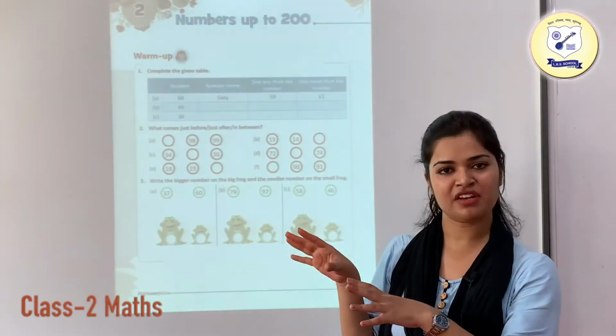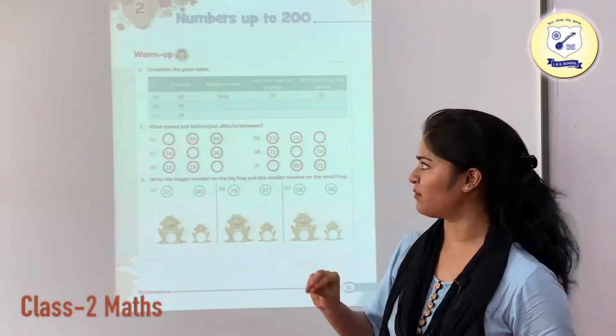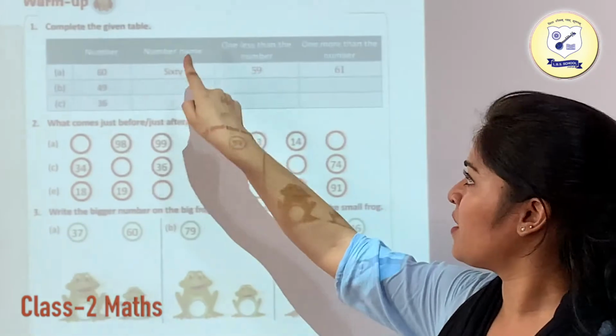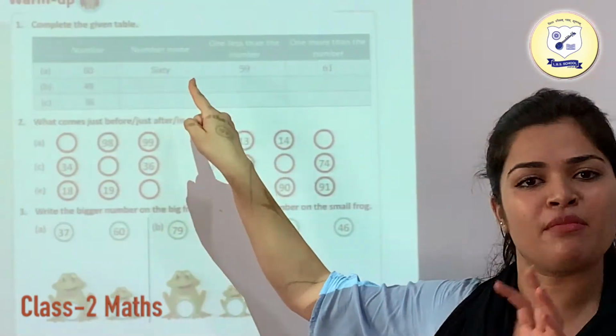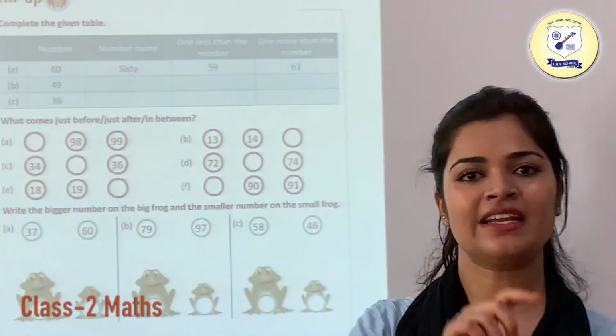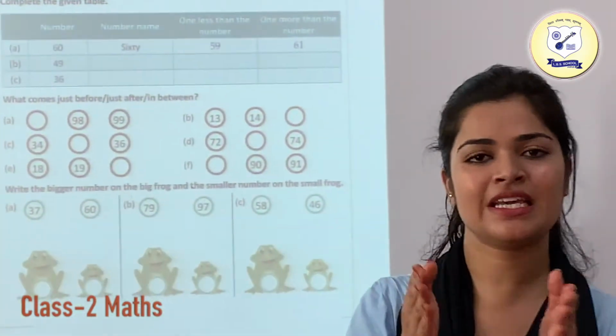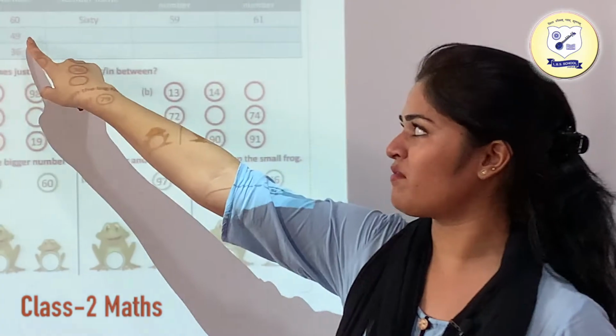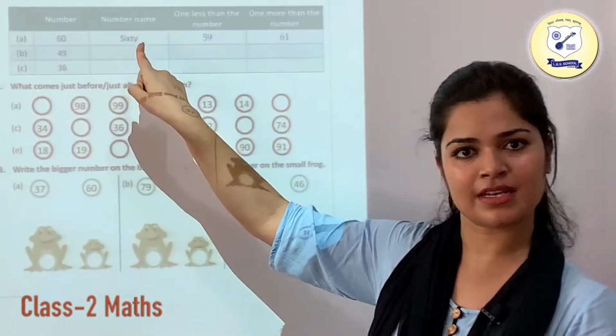You are having a table in front of us. You just need to complete that table. Like you can see that we are having a number written over here which is 60. After that we need to write the number name of it. In number name we just write the spelling of that, okay, like 60 can be written as SIXTY. So that is the number name of this, this is your numeral form and that is the number form.